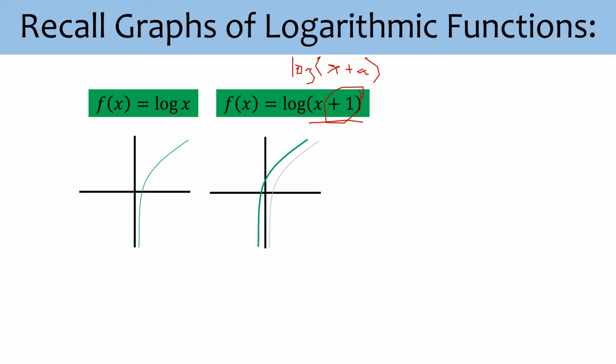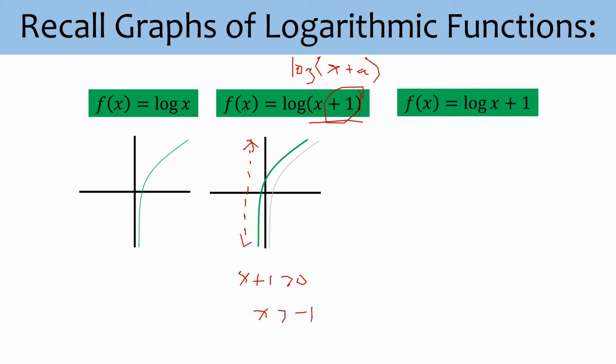Why is that so? Because remember, in finding the asymptote, we say x plus 1 is greater than 0. We say x is greater than negative 1. So therefore, negative 1 is here. That's the asymptote there, which the function is going closer and closer to.